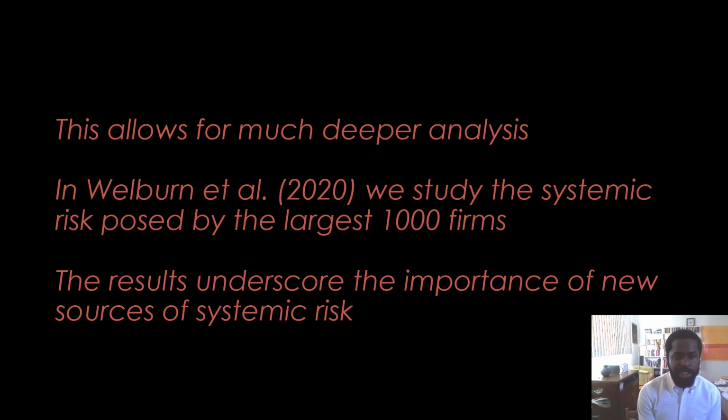So we studied the systemic risk posed by the largest 1,000 firms in this 2020 paper. And the results really underscore the importance of new sources of systemic risk. We were focused on cyber originally, but then we started thinking of natural disasters. That was another one. And obviously the current events of today, which are preventing us from meeting in person, is the sort of ultimate form of systemic risk.